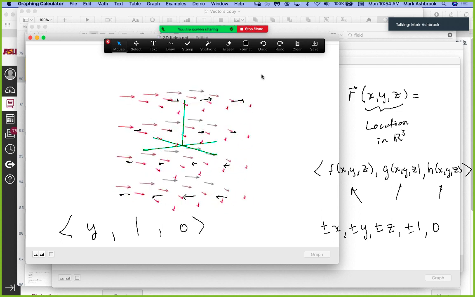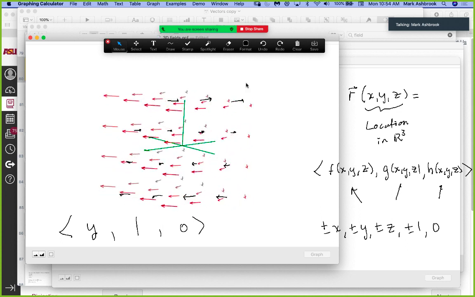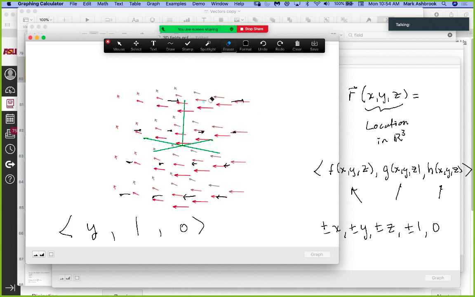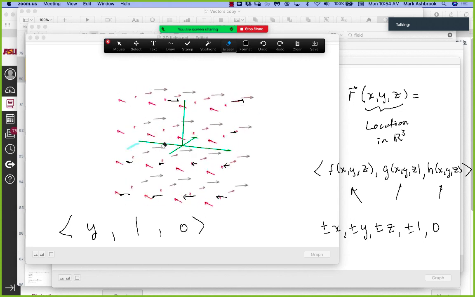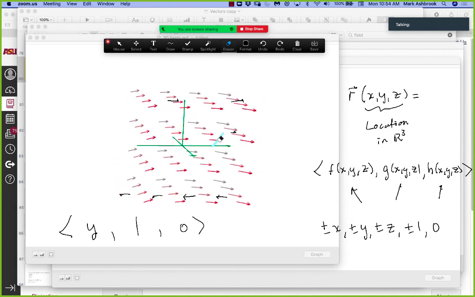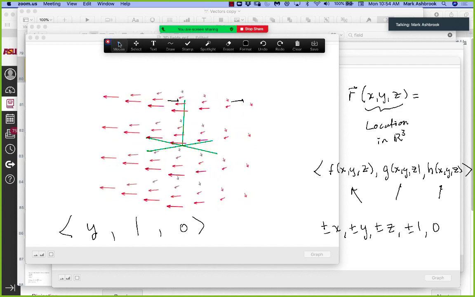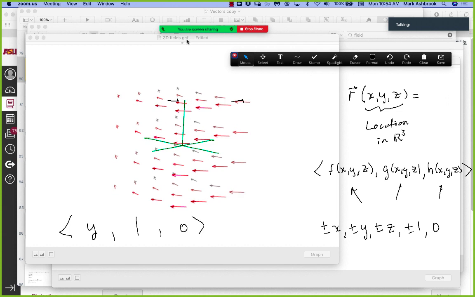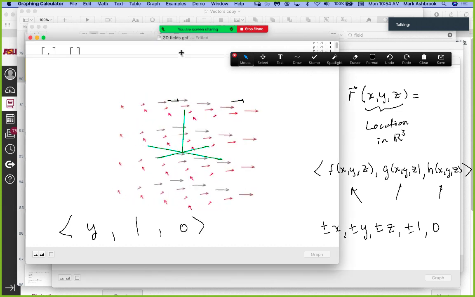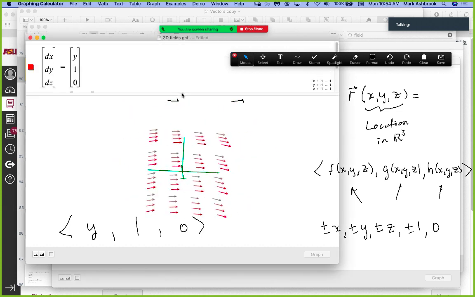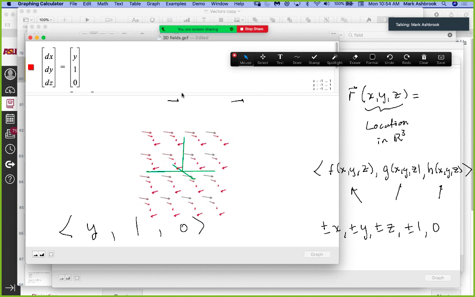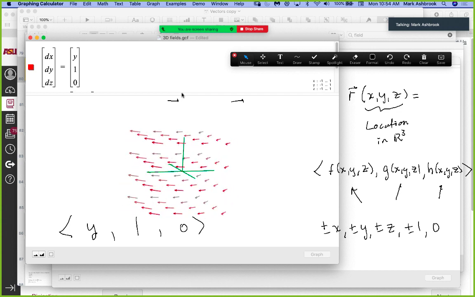So I should erase all those in there, though. So let's see if it's right. I've got it right here. That's it. y, 1, 0. Any questions on this first one?